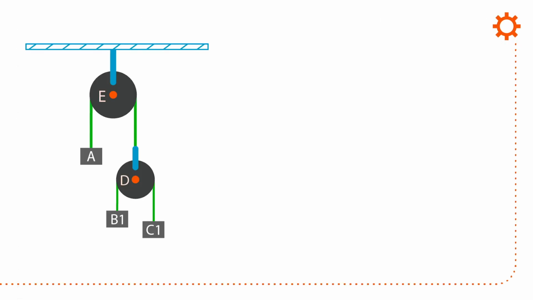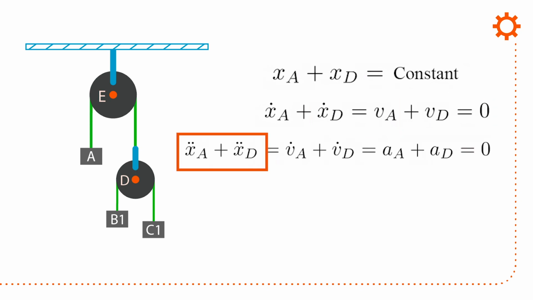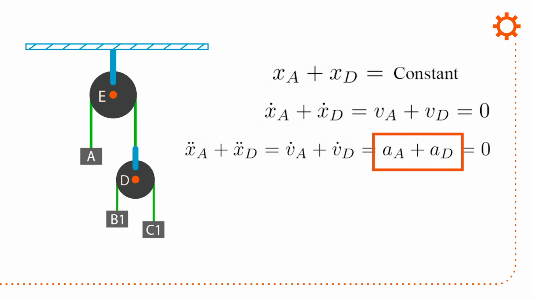And I can draw up some kinematic relationship. So I can say, well, if XA plus XD is equal to a constant, then when I take the derivative, this goes away. And so XA dot plus XD dot, VA plus VD, equals 0. XA double dot plus XD double dot is acceleration of A plus acceleration of D.